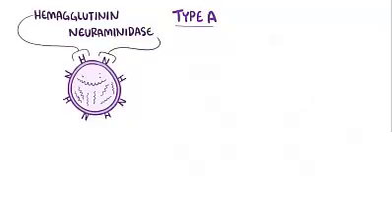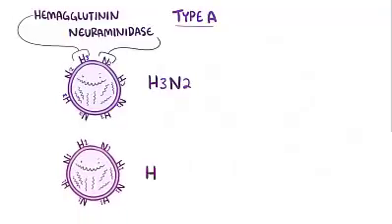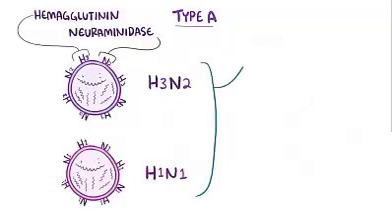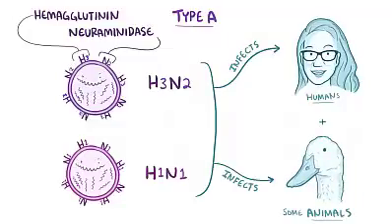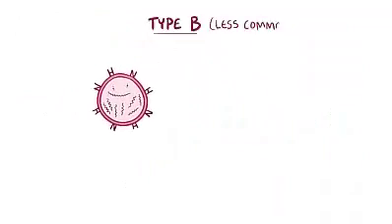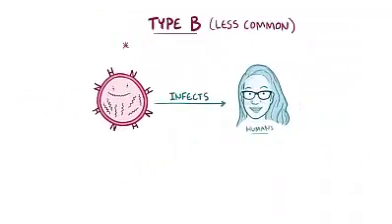Hemagglutinin and neuraminidase can vary a bit in their structure, so different versions are identified by a number. For example, type A, subtype H3N2, sometimes just called H3N2, has hemagglutinin number 3 and neuraminidase number 2 on its surface. H3N2 and H1N1 are the most common type A subtypes to infect humans, but they both also infect various animals. Type B influenza is less common, and it only infects humans and doesn't mutate as often as type A.